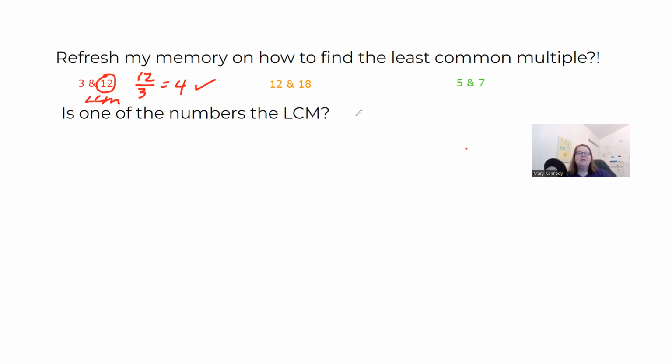Okay. But if we do the next one, 18 divided by 12, we don't get a nice happy whole number, right? This is going to be some fraction or decimal. So 18 is not the least common multiple. If we do 5 and 7, we divide 7 divided by 5, that does not come out nice and clean to a whole number. So 7's not a multiple of 5. That's not the least common multiple. Okay. So sometimes it works. If they'll divide, then the bigger number is the least common multiple.